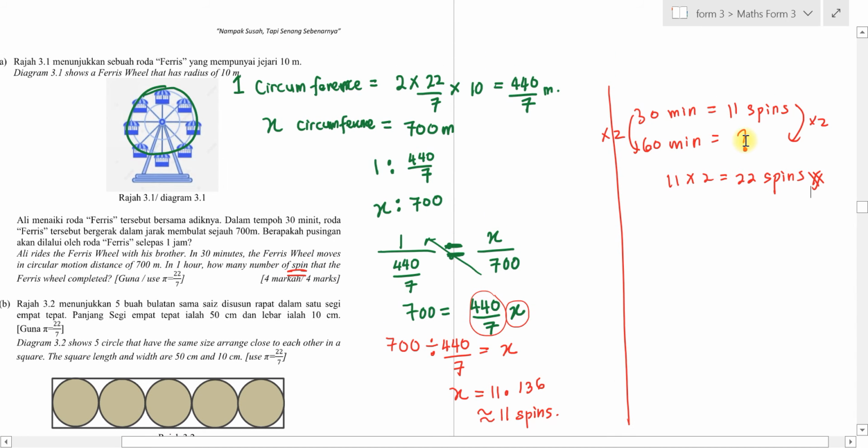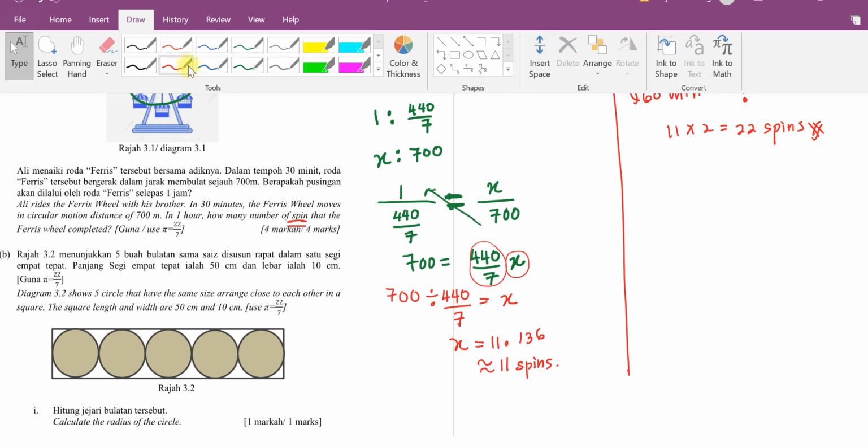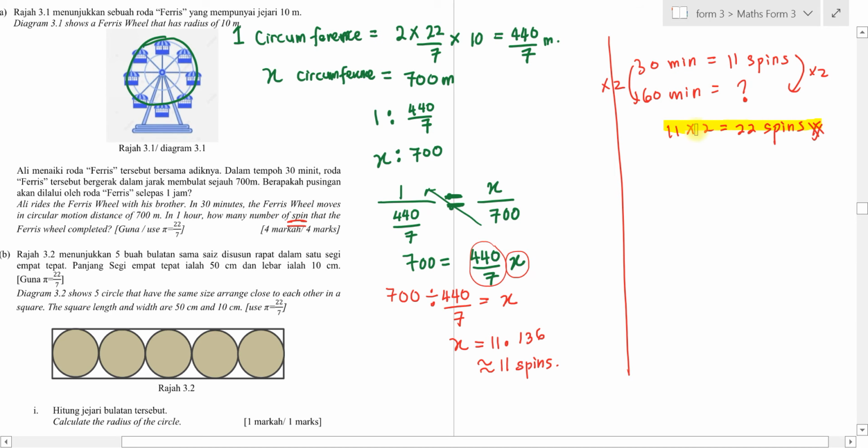Okay, anything you don't understand, please voice out. You seem to be very quiet. I'm not sure you're following or not. Anything you don't follow, please ask question. Okay, so I'm getting the final answer 22 spins.